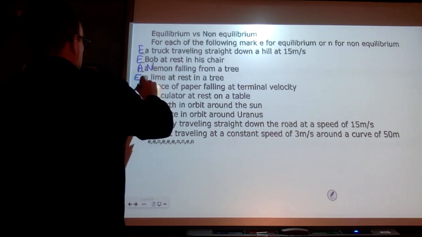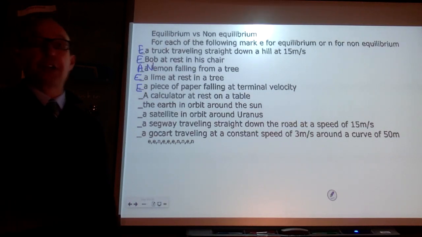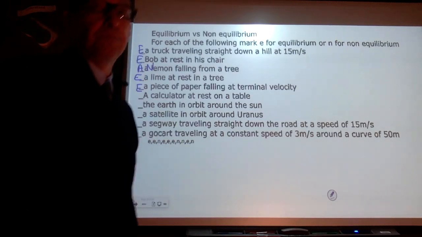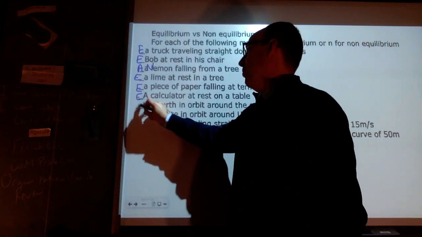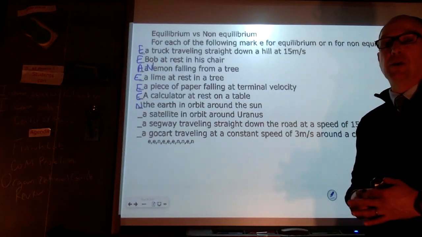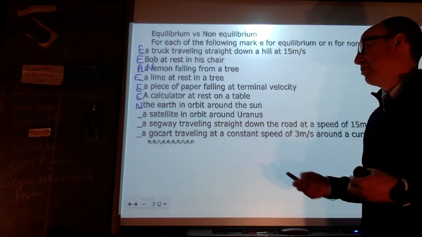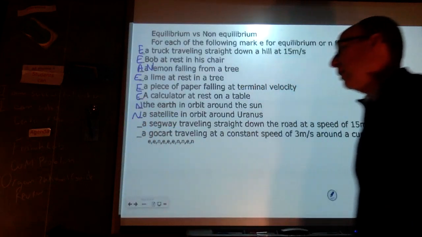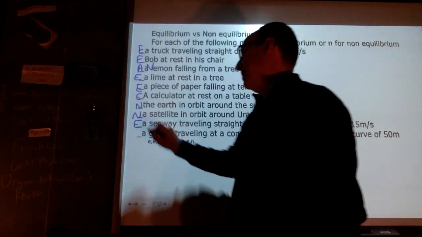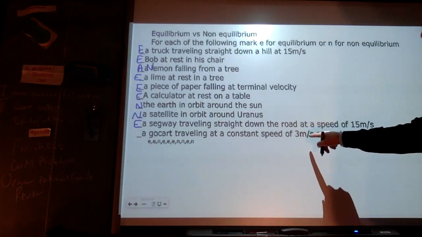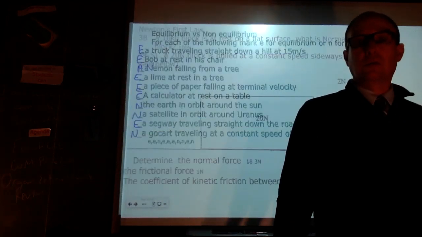A piece of paper falling at terminal velocity is also equilibrium. So it's moving, but it's not speeding up or slowing down or changing its direction. The direction's down the whole time. A calculator at rest on a table would be equilibrium, but the Earth in orbit would be non-equilibrium, because even if you are saying that its speed isn't changing, the direction is changing because it's in an elliptical path, a nearly circular path. The same thing with a satellite going around Uranus. A Segway going straight down a road at a constant speed is equilibrium. And a go-kart going a constant speed of 3 around a curve would be acceleration because its direction's changing.